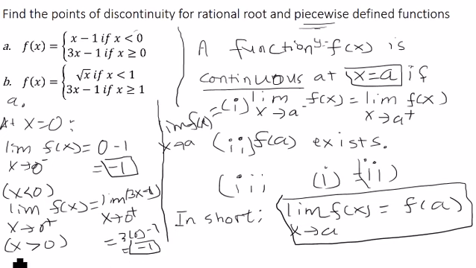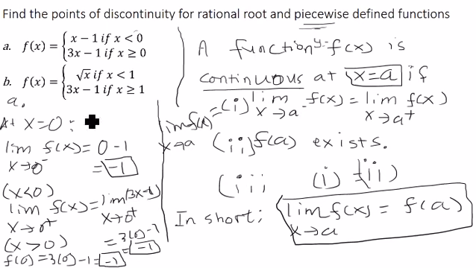Let's find the value of the function. So the value of the function f at 0, we're looking at the branch where the equality is involved, and that's the second branch, so we're just replacing x by 0 in this case. That's going to be 3 times 0 minus 1, which is again negative 1. So all of these three quantities are equal, and that's exactly what I said here.